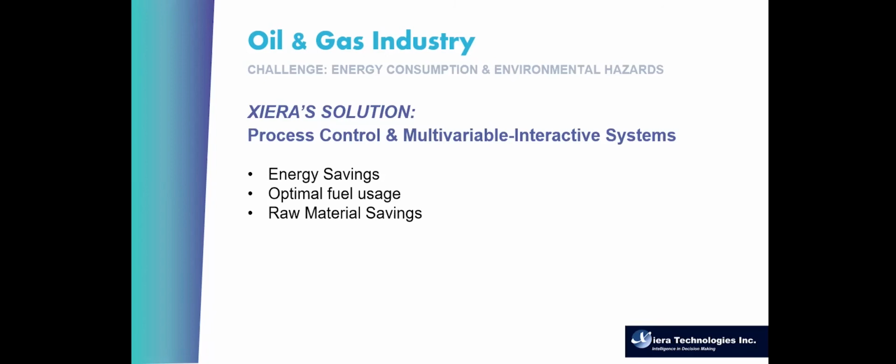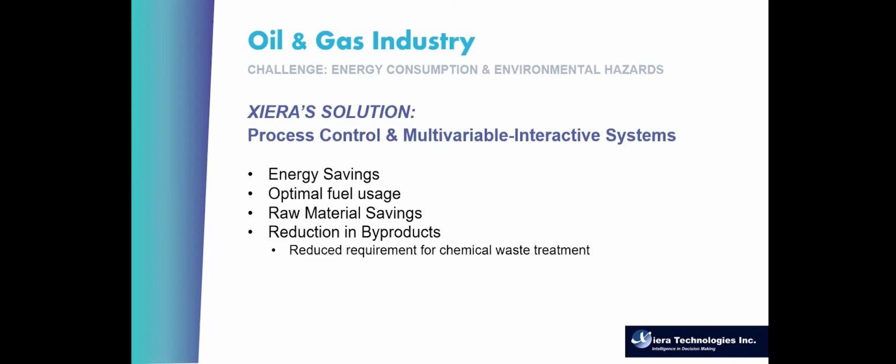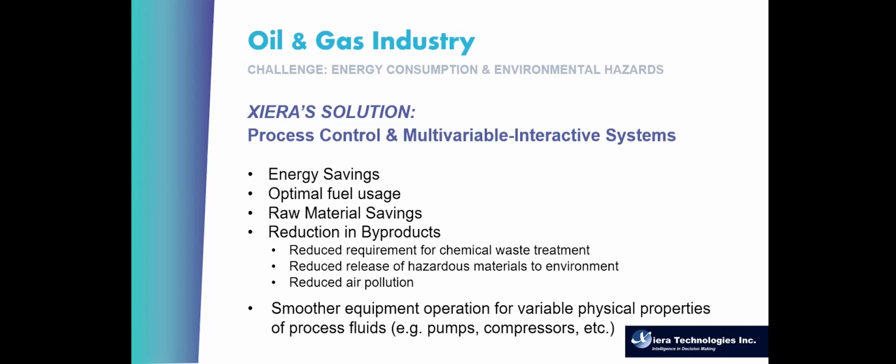And obviously, for the main process, we have raw material savings. Because of the reduction of byproducts, we realize other benefits like reduced requirement for chemical waste treatment, reduced release of hazardous materials to the environment, and also reduced air pollution.